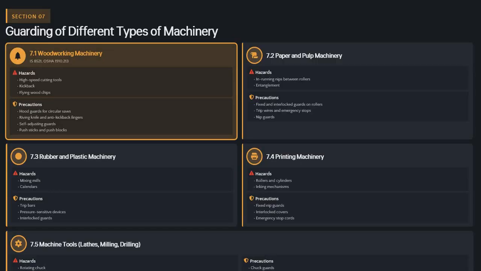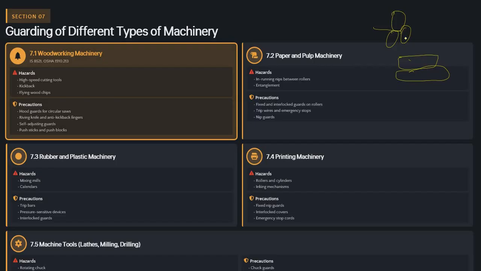When it comes to the syllabus, we have woodworking machines, which I already explained. Then paper and pulp machinery. In paper and pulp machinery, we have in-running nip point rollers. In paper making there are different rollers, three or four rollers, in which the paper will roll. The main issue here is the chance of entanglement, which leads to crush injury or amputation.